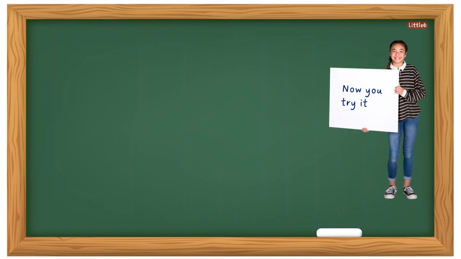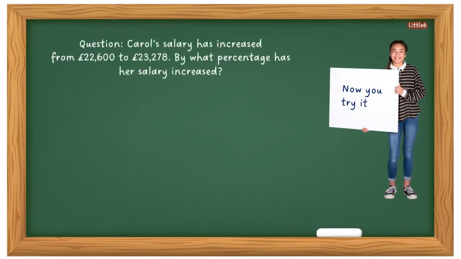Alright, so now you try it. Let's have a look. Carol's salary has increased from 22,600 to 23,278. By what percentage has her salary increased? Pause the video, see how you do. So how did you do? There you go. You can see the difference from the old value to the new value is £678. You take that 678, divide it by the start value, convert it to a percentage by multiplying by 100, and you can see the value is a 3% increase.